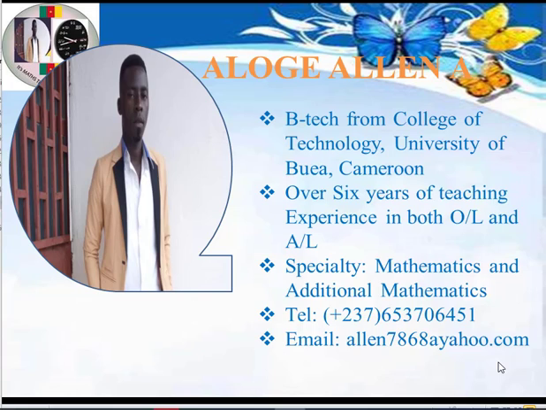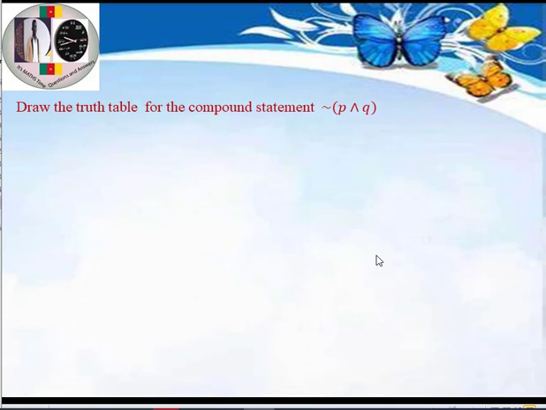Today's question, we are going to dive into Cameroon GCE Board 2021 paper 2 question 5 section A. In this question, we are going to be talking about logical expression, which says that we need to draw a truth table of a compound statement that is given to us, as you can see on the screen.